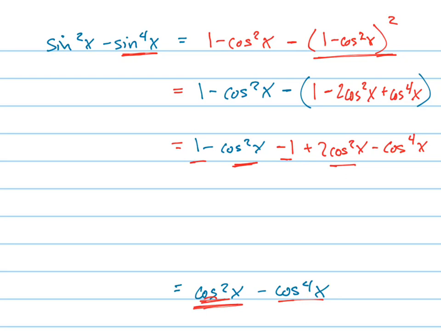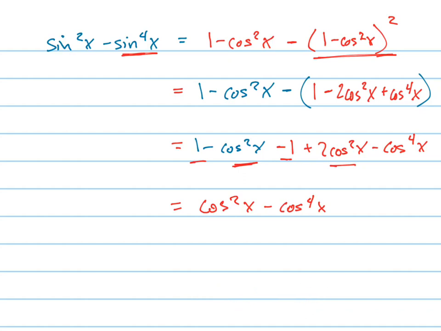Right? So this equals, so let's just start writing it. It's going to equal cosine squared x minus cosine to the 4th x, because everything else is going to cancel out. So I actually didn't need all that space, and there's my answer.